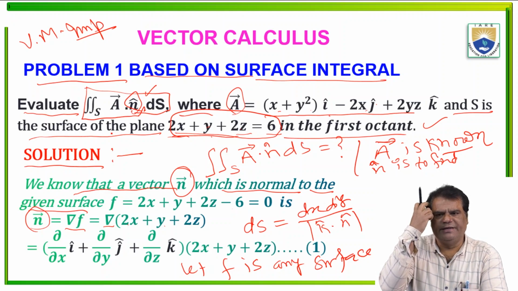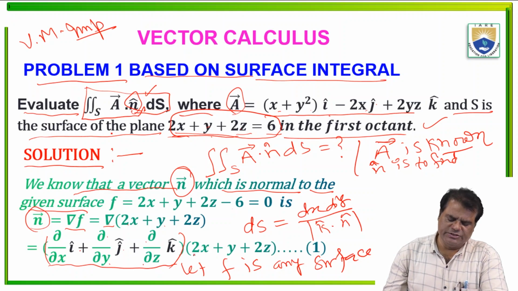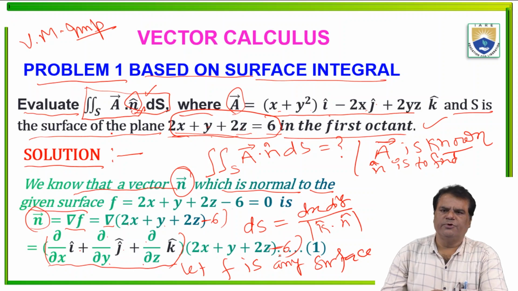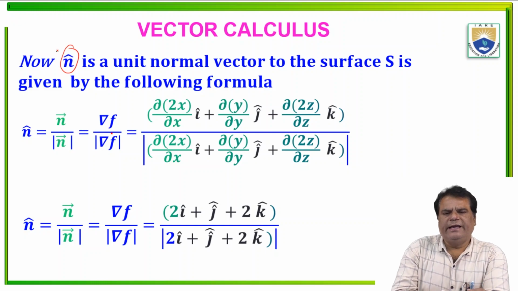Now putting the value of del. This is the value of del: ∂/∂x i plus ∂/∂y j plus ∂/∂z k. And this is F, the surface 2x + y + 2z. Here I am not writing the 6, but if you write the minus 6, there is no mistake.